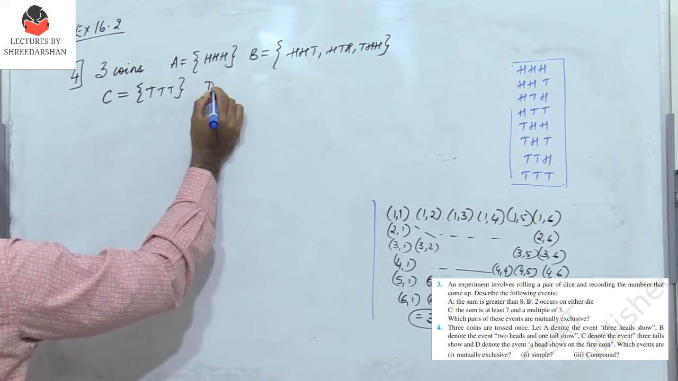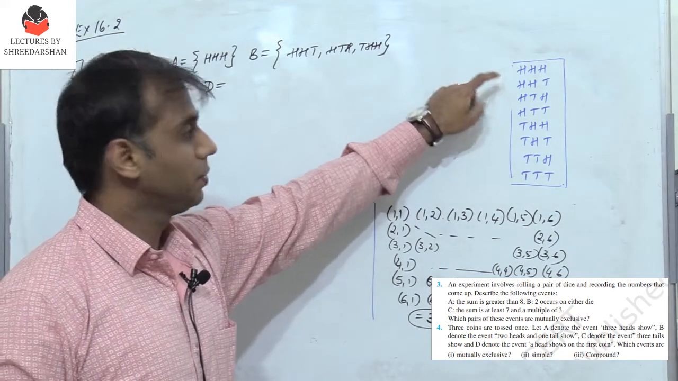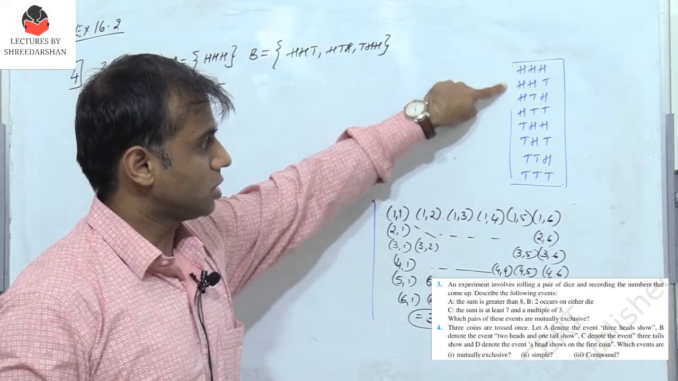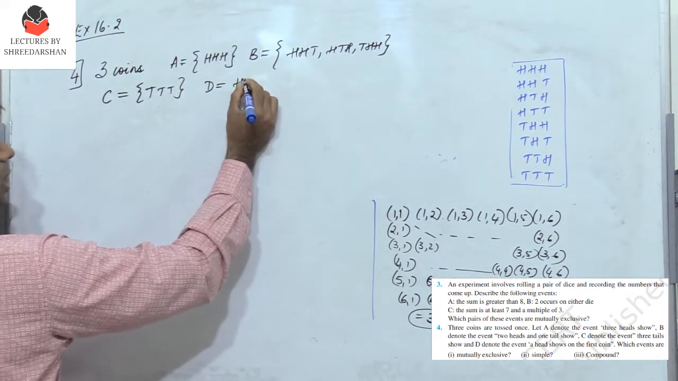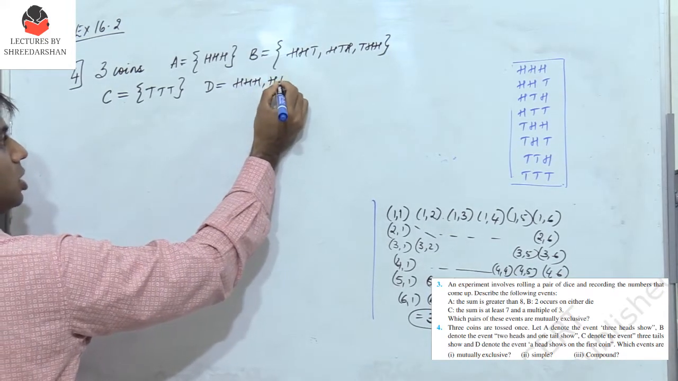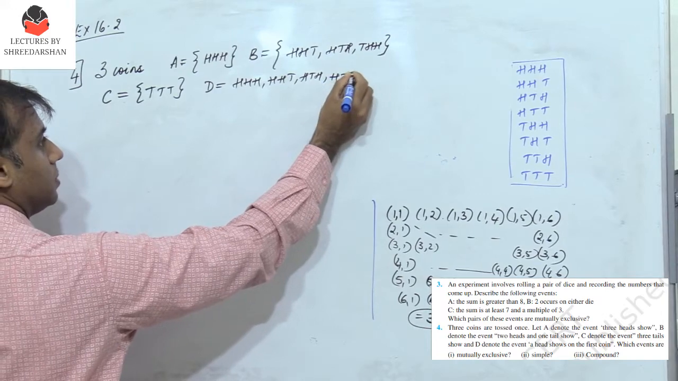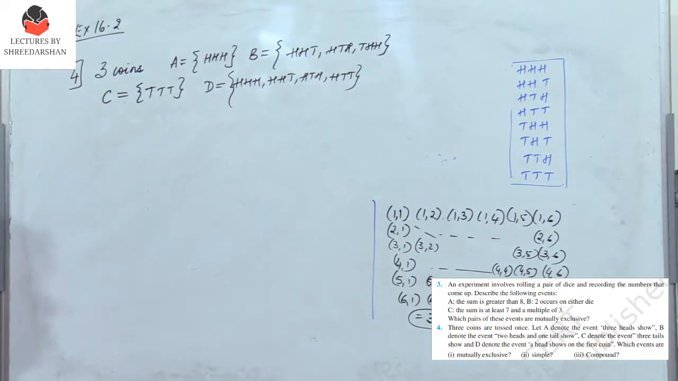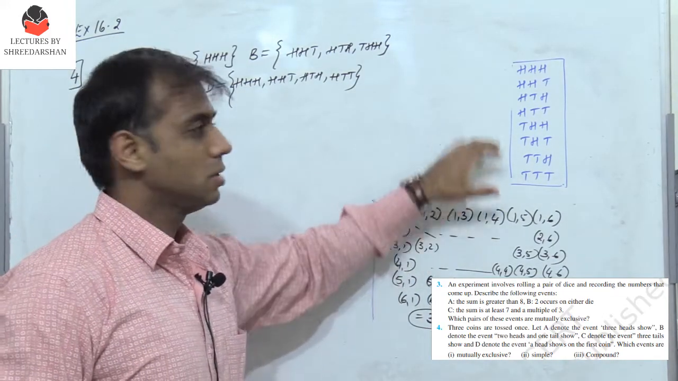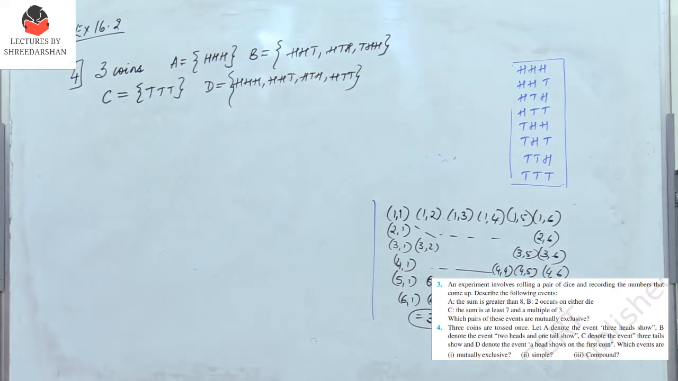And event D is defined as the outcome where the first is a head. So I have these 4 combinations, right? These 4 outcomes. So H, H, H, H, H, T, H, T, H, and H, T, T. And for all the other 4, we get tail in the first place. So these 4 combinations form event D here.